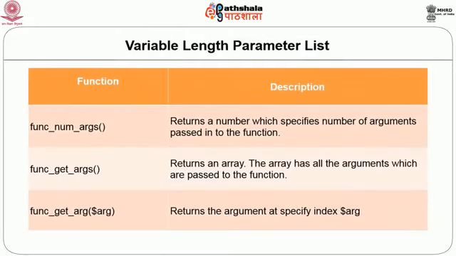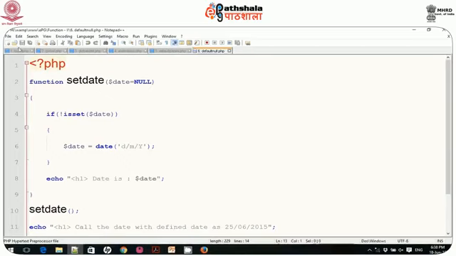Now there are built-in functions. One such built-in function is func_num_args, which returns the number of arguments passed into the function. Then two more functions, func_get_args and func_get_arg. The function func_get_args returns an array, and the array has all the arguments which are passed to the function, while func_get_arg takes an argument that specifies the index, because you have to provide $arg there. So let me demonstrate func_num_args, because you want to know how many arguments are passed into it.